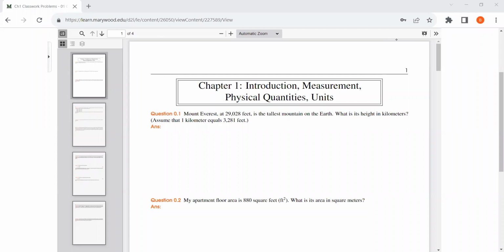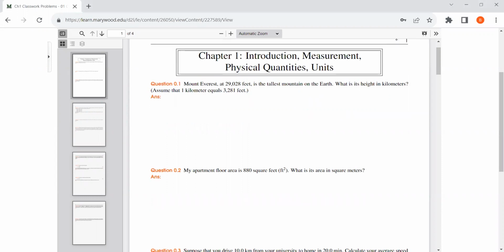All right, so today is the second lecture. Here we are going to solve some problems, using the concepts you learned in the last lecture. All right, so the first one is this one.